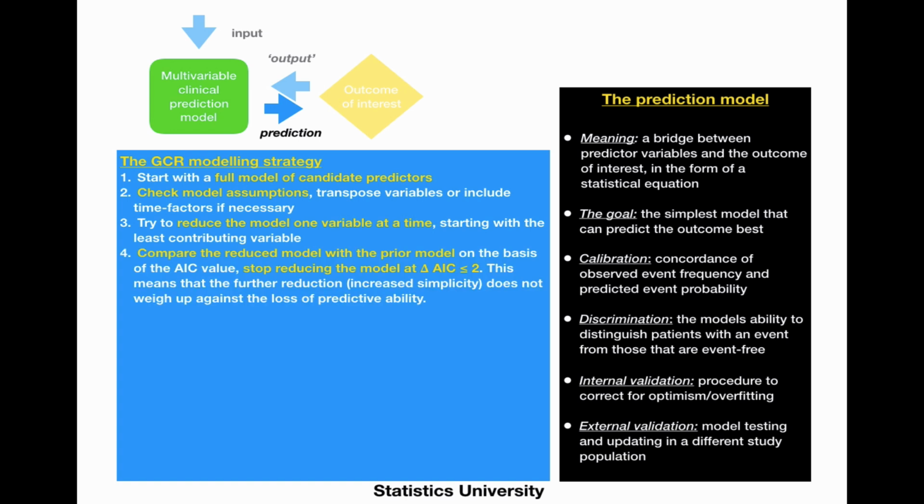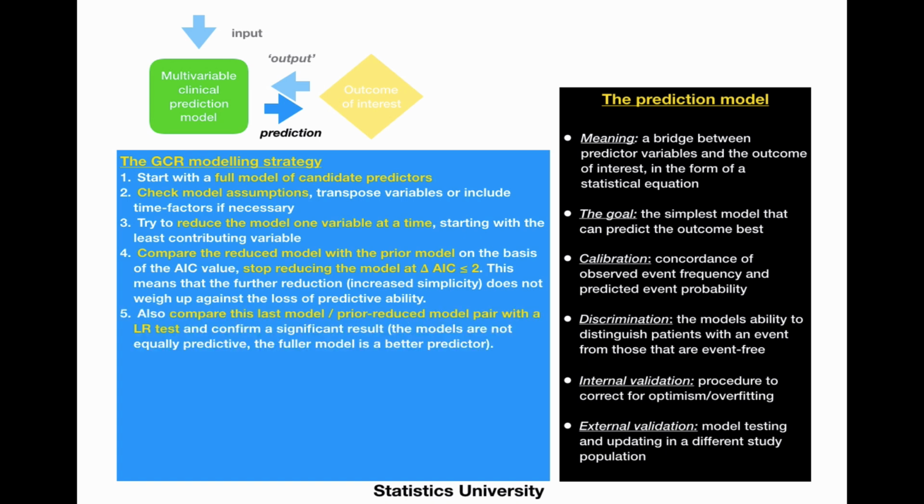Compare the reduced model with the prior model on the basis of the Akaike information criterion value, and stop reducing the model at a difference in AIC value of equal to or less than 2, because this means that the further reduction, which would lead to increased simplicity, does not weigh up against the loss of predictive ability. Remember that the Akaike information criterion is a combination of predictive ability and a penalty for the number of predictors in the model.